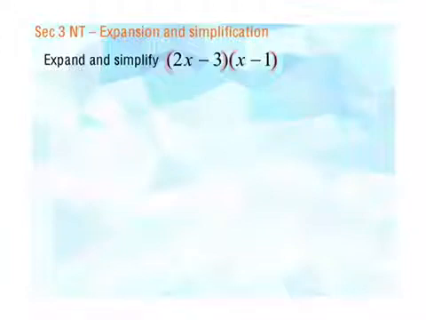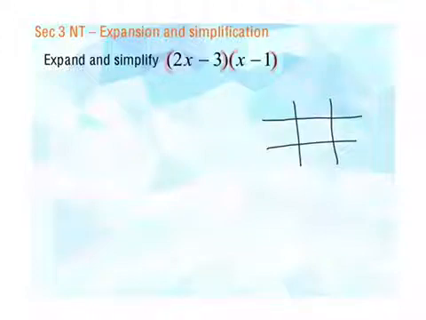How can we do this? Now there are two different methods. Number one, we can use the tic-tac-toe method. So we will have the following. The first bracket will be 2x - 3, and I'm going to multiply it with x - 1. So how do we do this multiplication?